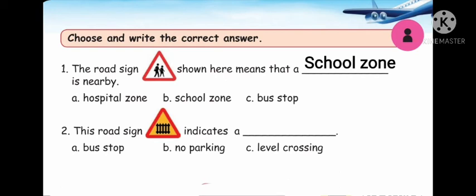The second one is, this road sign indicates a dash. A. A bus stop. B. No parking. C. Level crossing. So what is the right answer? C. Level crossing.